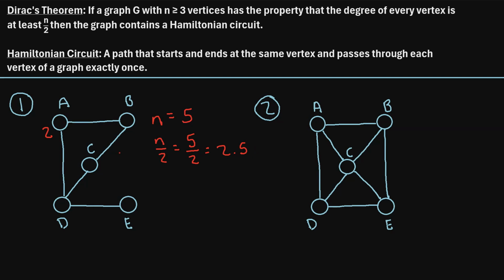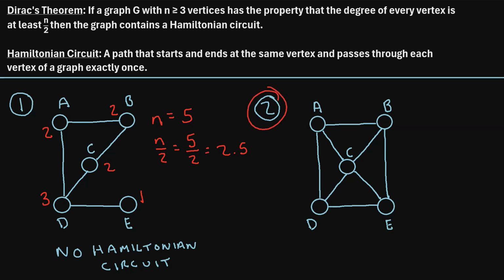Now, just for extra practice, we could go ahead and label the degree of every other vertex in the graph. And when we do that, we'll see that only one vertex actually has a degree greater than 2.5. So no Hamiltonian circuit exists in this graph. In other words, there's no way to start at one vertex, walk through the graph using the edges, and end back at the same vertex by only touching each vertex once. So for this one, we will write no Hamiltonian circuit.